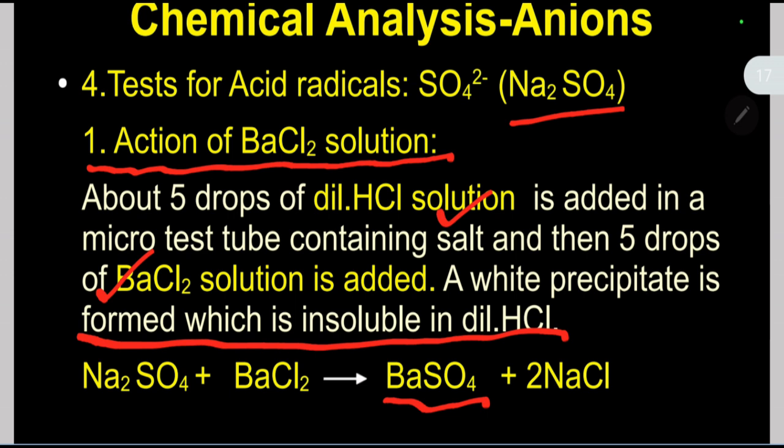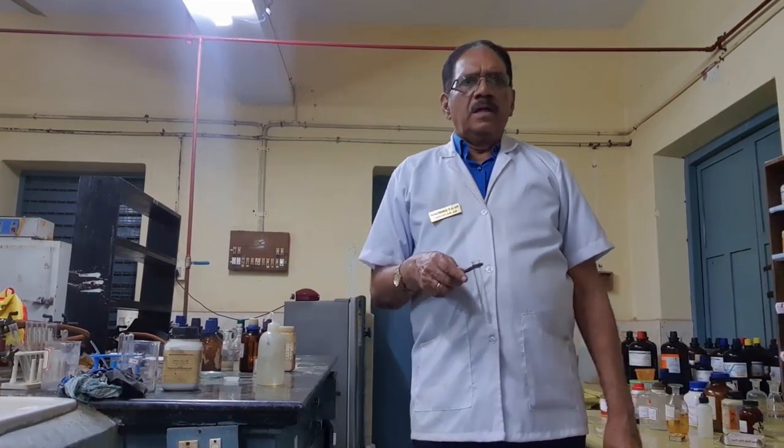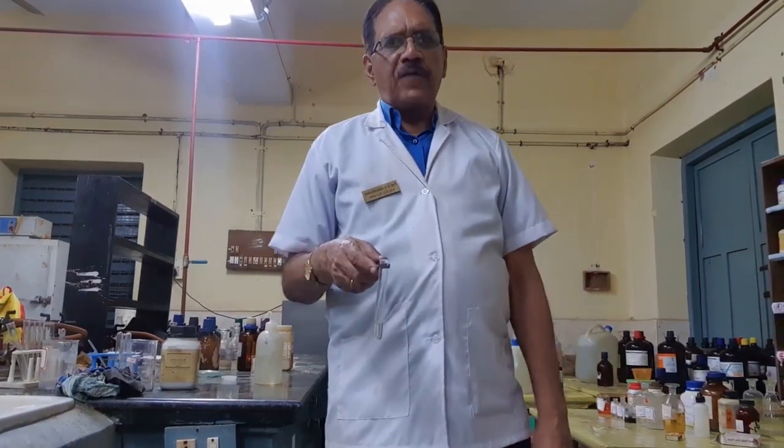See the reaction below. Sodium sulfate reacts with barium chloride. We get barium sulfate, a white precipitate, and sodium chloride. So this is the confirmative test for sulfate. Kindly follow. Next, we'll go for the test for sulfate radical.